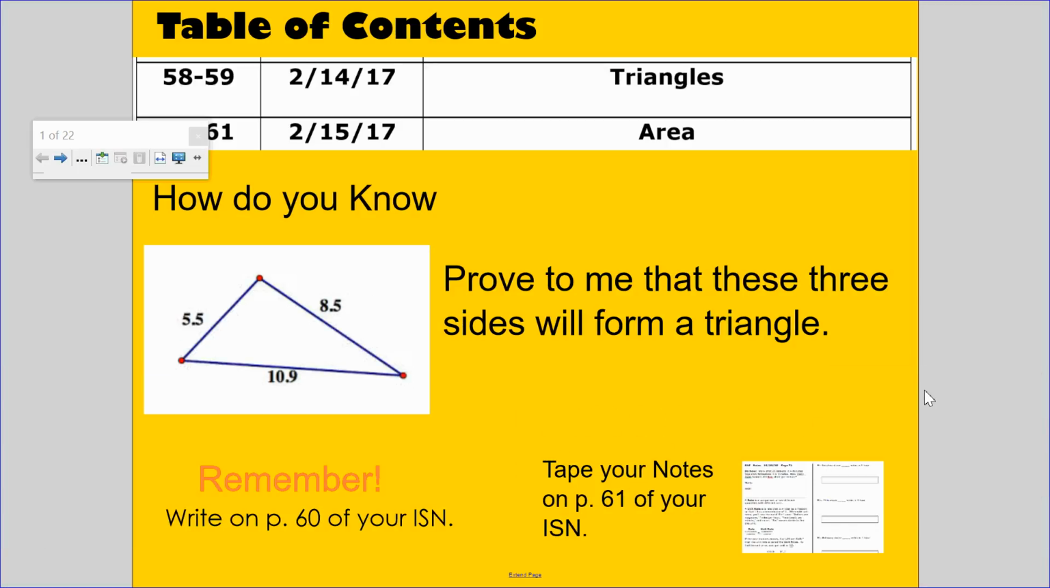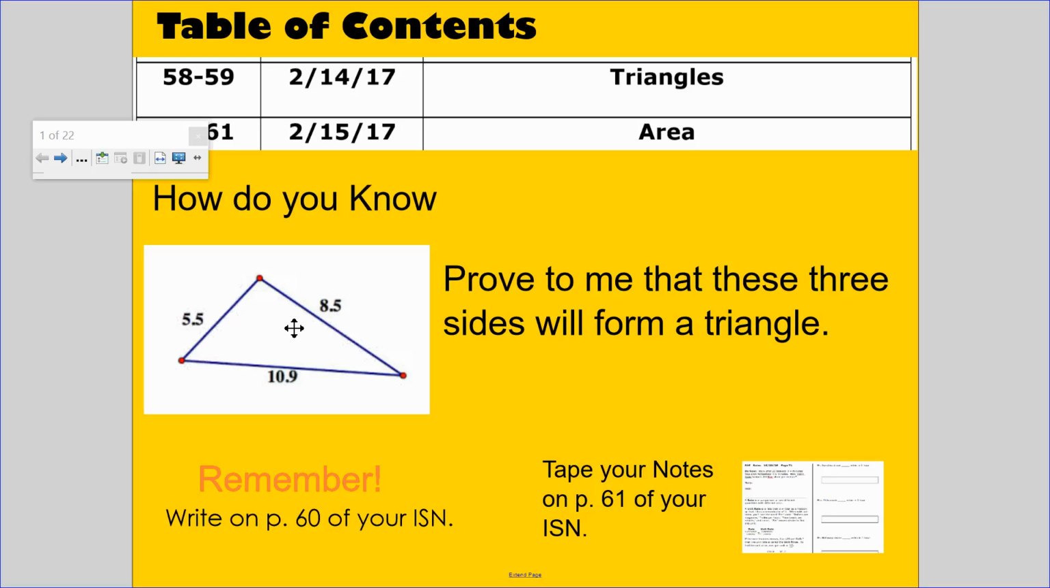This video is over area of rectangles and parallelograms. Before we do that, let's look at our number routine. This is a triangle. Prove to me that these three sides will form a triangle.